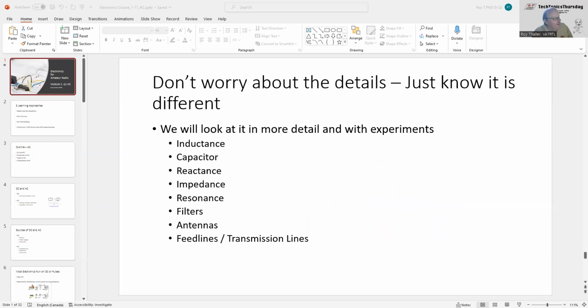And again, don't worry about the details, just realize it's different. And when we cover sections on inductance, capacitance, reactance, impedance, resonance, filters, antennas, feed lines, and transmissions, we'll go over this in more detail, and I'll have some experiments set up where I can actually show you some of these effects of AC going through some of these components.